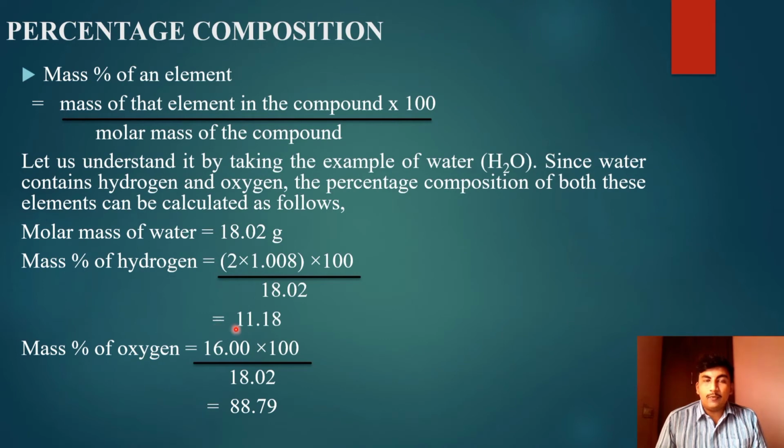So what is the answer? What is the mass percentage of hydrogen in the water molecule? That is 11.18%. Then mass of oxygen, which is equal to 16. Oxygen is only one atom. So what is the atomic mass of oxygen? It is 16 into 100 divided by molar mass of the compound. Molar mass of the compound means molar mass of water. So 18.02. We get the answer 88.79% of oxygen is present in water.